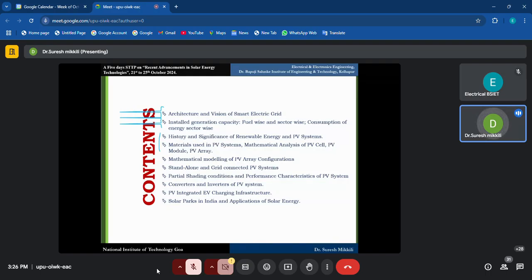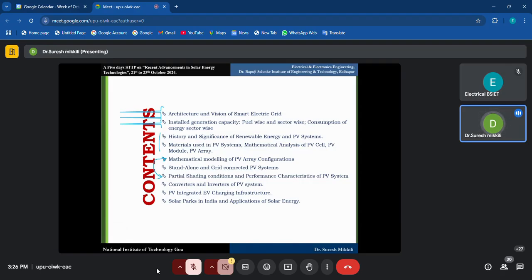So today we are going to see mathematical modeling of PV array configurations and some numericals. If possible, rather than standalone systems, I will try to cover partial shading conditions. These two I am planning because both are well connected. So mathematical modeling of PV array configurations and partial shading conditions will be covered today.